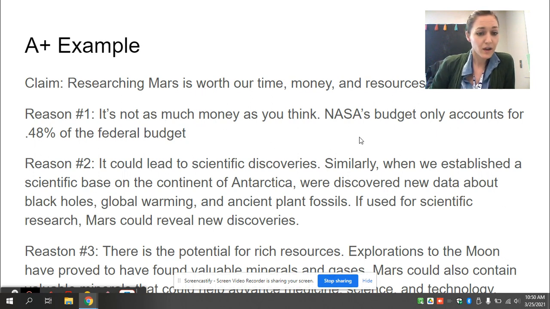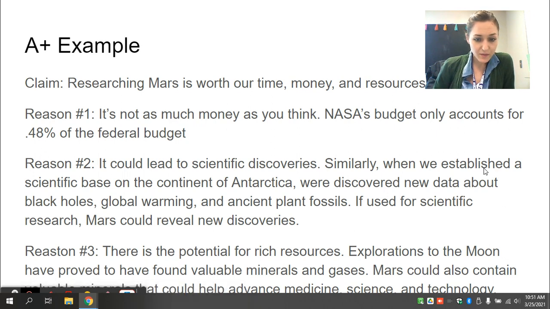Reason number 2: it could lead to scientific discoveries. Similarly, when we established a scientific base on the continent of Antarctica, we discovered new data about black holes, global warming, and ancient plant fossils. If used for scientific research, Mars could reveal new discoveries. Perfect. They included a specific example that explained their reason, and that reason supported their claim. Last one.